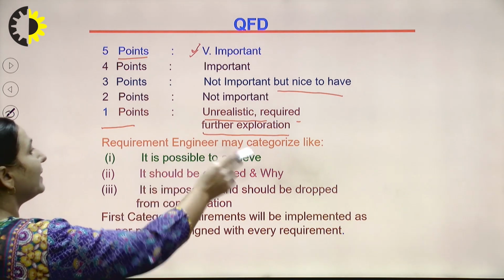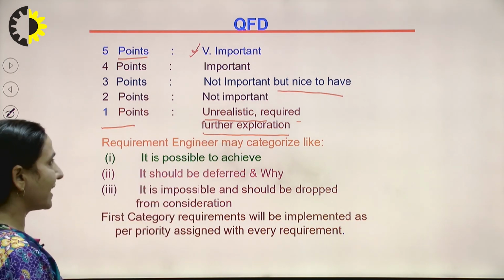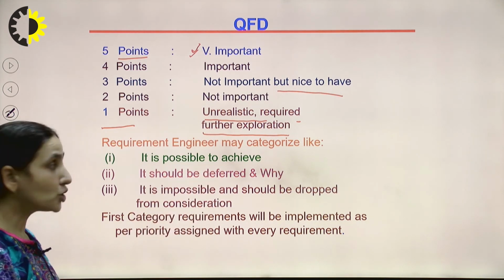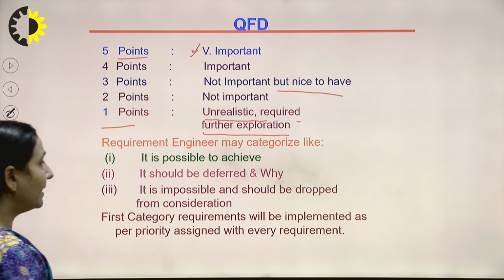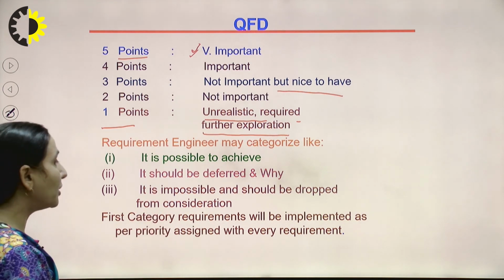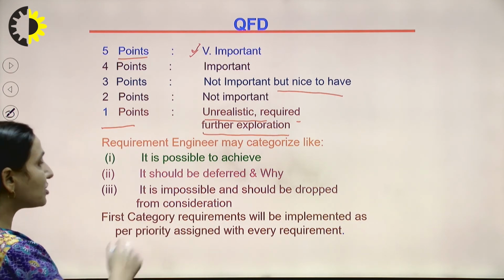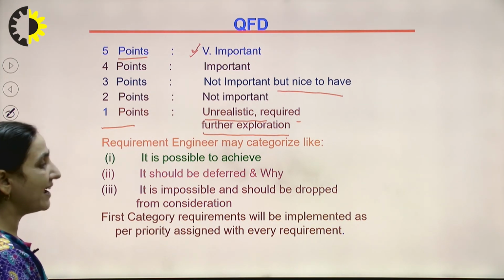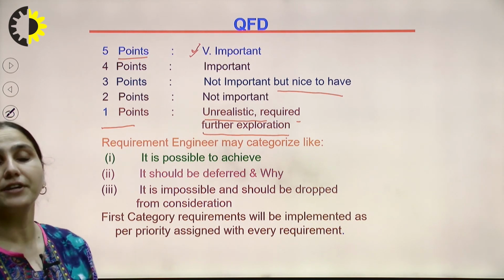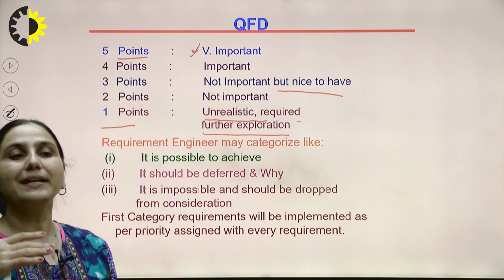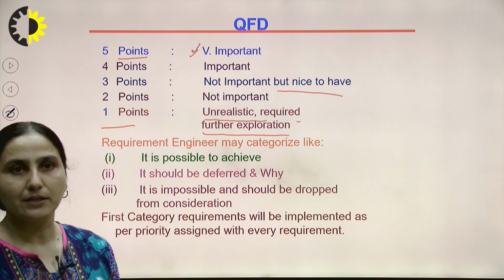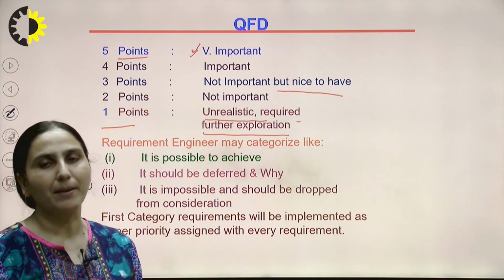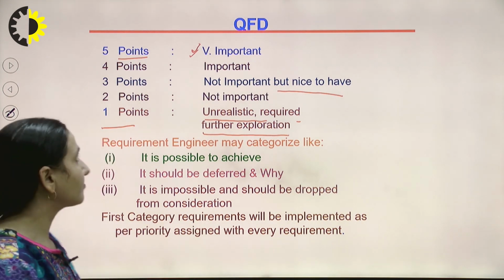Then again, the requirement engineer may categorize whether it is possible to achieve, or it should be deferred, and why it is deferred. It is impossible and should be dropped from consideration. So first category requirements will be implemented as per the priority assigned with every requirement. That means with each and every requirement, a proper priority has been allocated, and based on that categorization, we are going to incorporate it with the requirements of the particular system.